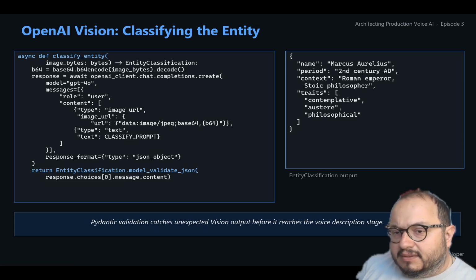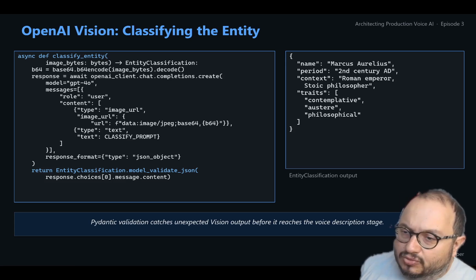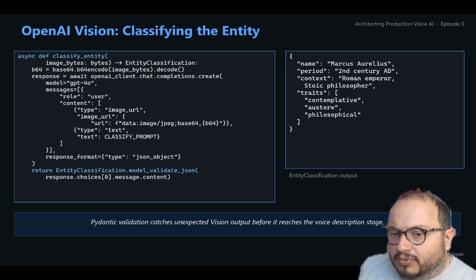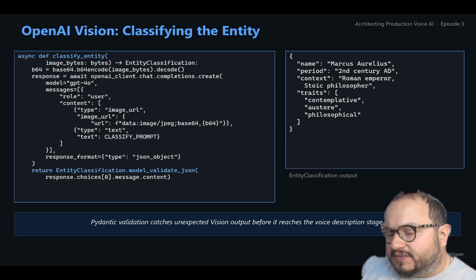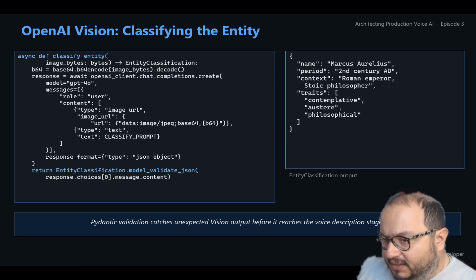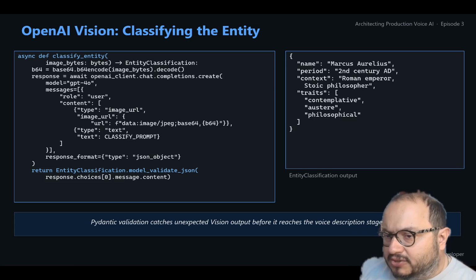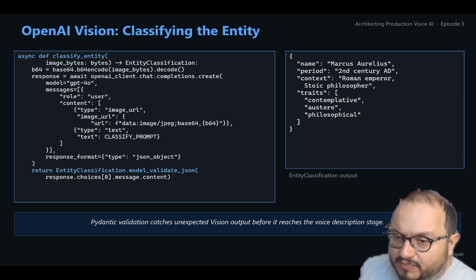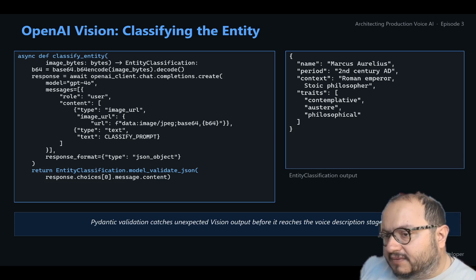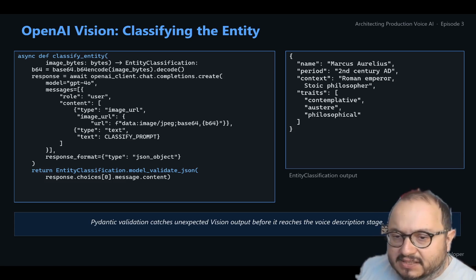The vision call is the first stage of the pipeline. We send an image to ChatGPT-4 with a structured prompt that asks for entity classification in a specific JSON format. The prompt asks for 4 fields: name, who or what is in the image; period, the historical era or time period; context, a short phrase describing the cultural and social context, it could be a Roman emperor, a Victorian naturalist, a Renaissance merchant, whatever it is; and personality traits, 3 to 5 adjectives that describe how this entity might speak. For example, confident, measured, philosophical, theatrical.